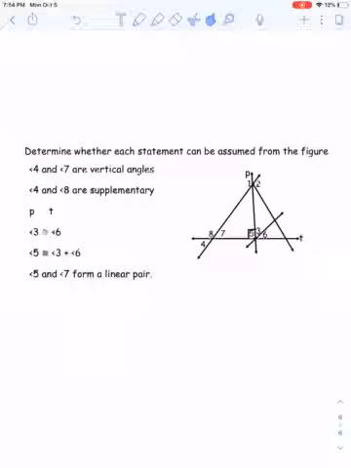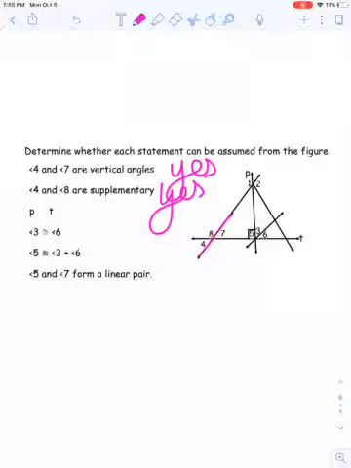Determine whether each statement can be assumed from the figure. So can I assume that angle 4 and angle 7 are vertical angles? Yes, because, actually, you're supposed to pause me. Pause me. Answer these questions, and then unpause me, and I'll give you the answers. So, yes, we can assume that angle 4 and angle 7 are vertical angles because they are across from each other when I make that X. Can we assume that angle 4 and angle 8 are supplementary? Yes, they're on a straight line.